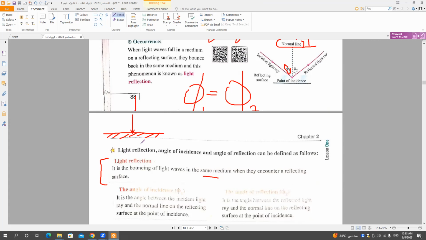Why? It will reflect itself because the angle of incidence phi 1 equals 0. The angle of incidence is the angle between the incident light ray and the normal, so the angle between them equals 0. What is the relation between the angle of incidence and the angle of reflection? It will be the same, so phi 1 equals phi 2 equals 0. So the light ray will reflect itself because the angle of incidence equals the angle of reflection equals 0.